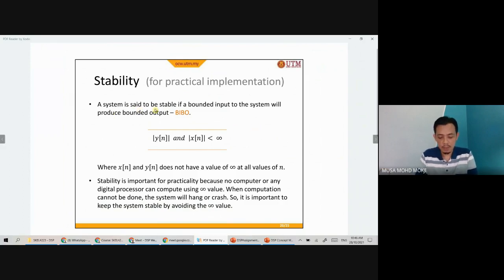A system is said to be stable if a bounded input to the system will produce a bounded output. Or in short, we call it BIBO. Okay, we are looking at inputs and outputs. Our inputs and outputs are supposed to be bounded. So what does that mean?